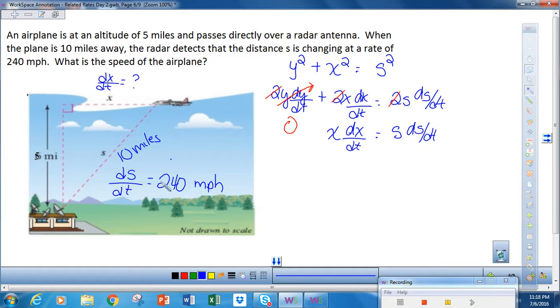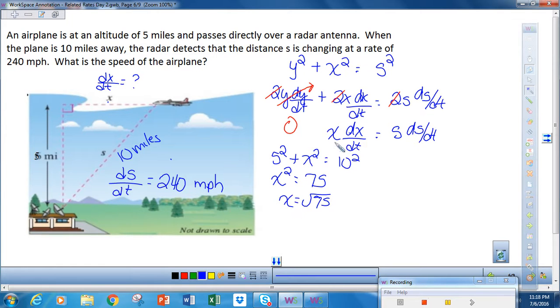Okay, we know that s is 10 miles. We know ds dt is 240. We're trying to find dx dt, and so we need to know x. To find x, we're going to use the Pythagorean theorem at this moment. So the Pythagorean theorem would be 5 squared plus x squared is equal to 10 squared. So I get x squared is equal to 100 minus 25, 75. X is equal to the square root of 75. Again, we don't have to simplify that, so I'm going to leave that the way that it is.